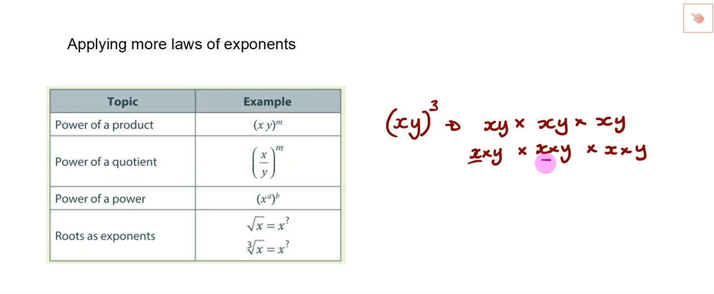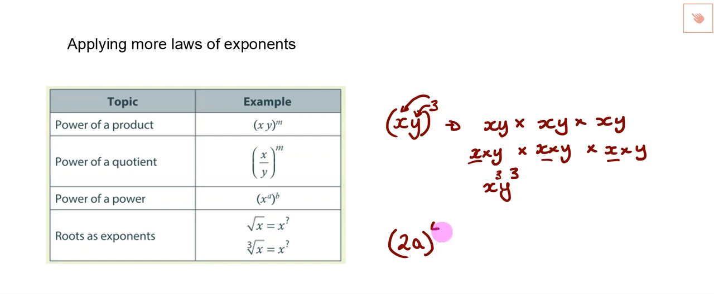which if we collect things together, we get x to the power of 3 and y to the power of 3. So that's how it's broken up and explained, but the shortcut is basically to say that this exponent gets applied to both of those separately. So you can see that the 3 ends up with the y, the 3 ends up with the x, and the brackets have gone.